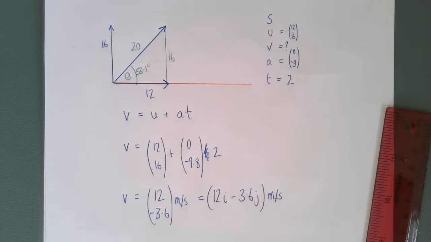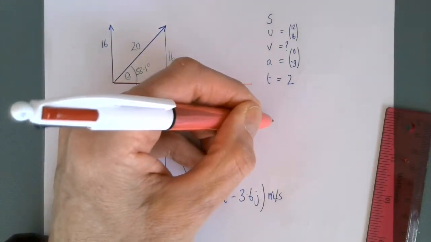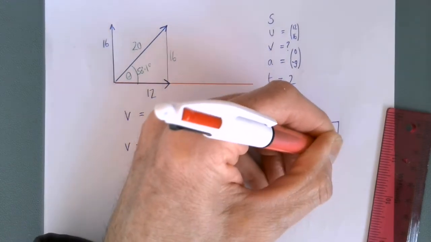And again, we're not told, but let's just work out the magnitude and the direction of it. So that's 12 along, 3.6 down.